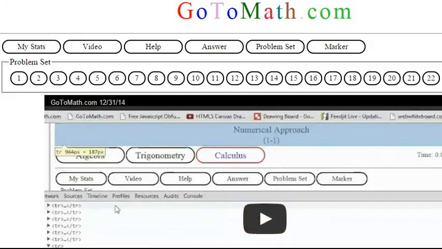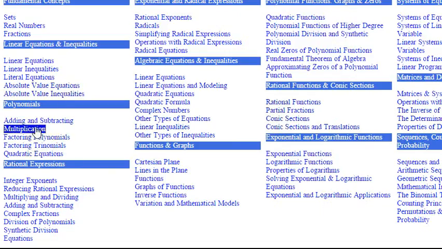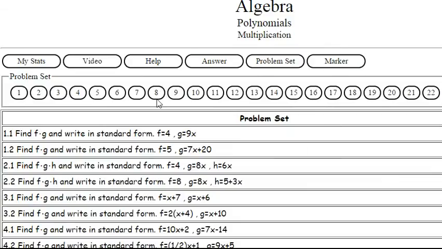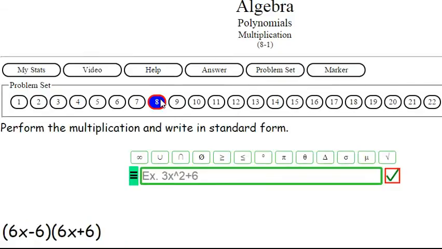Hey, we're at gotomath.com. Click on the algebra. Let's go down to multiplication. And we're doing 8.1. We'll just click on that.